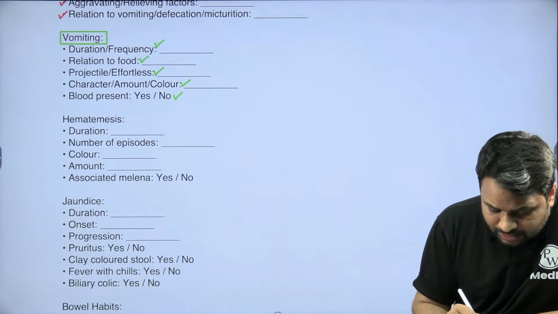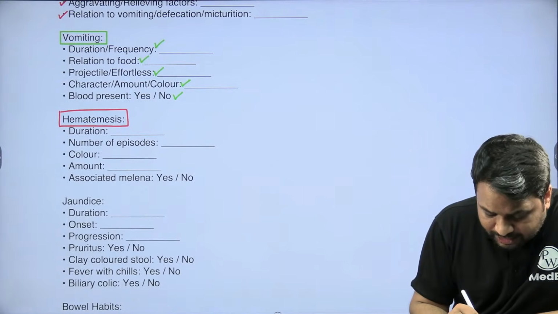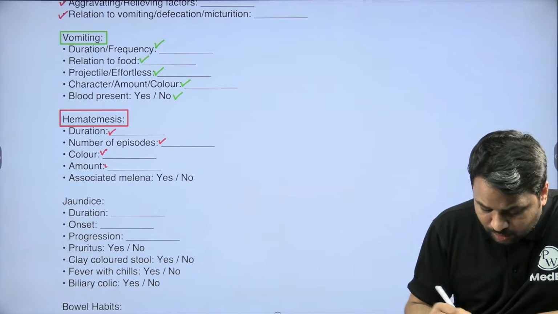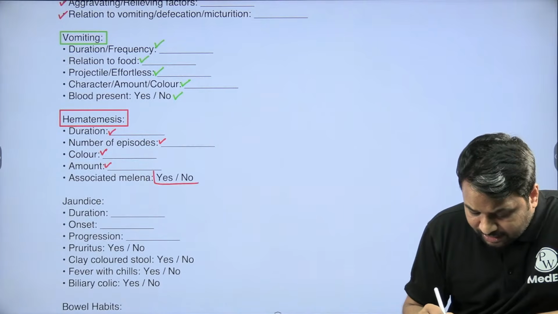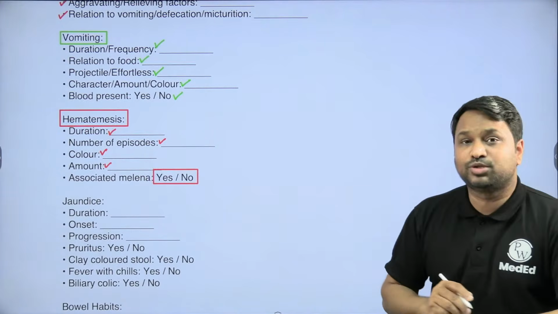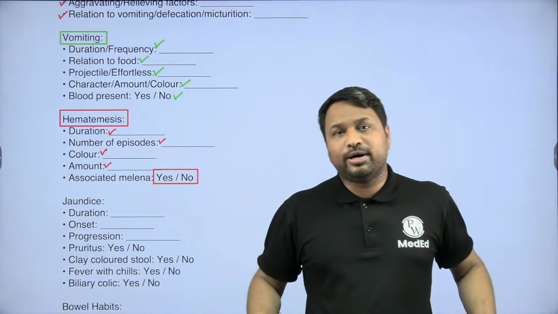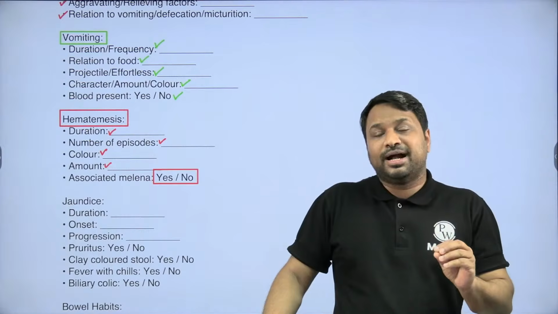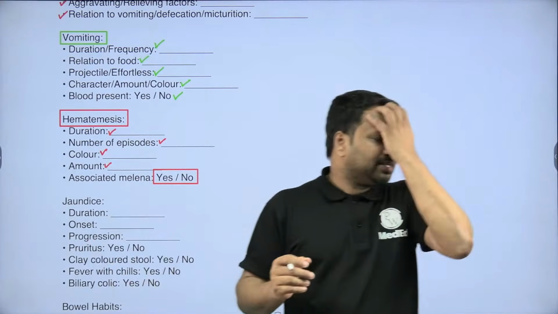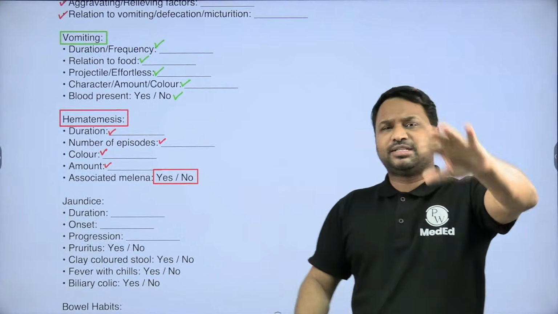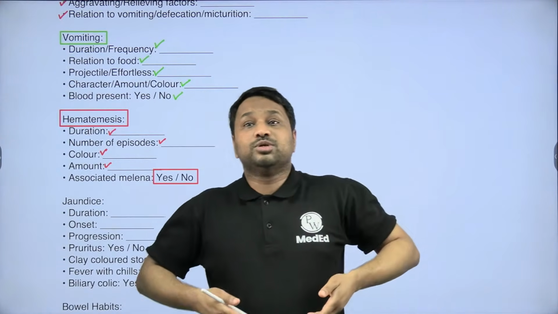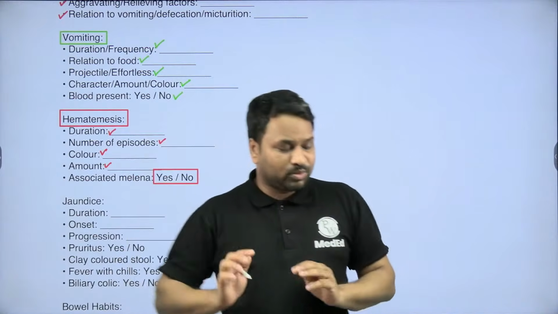Next comes hematemesis. Now, in hematemesis, again, duration, number of episodes, color, amount, and is it associated with melena or not? Melena is black tarry stools. See, the minimum amount of blood required to cause melena is going to be 60 ml, right? So based upon that, you know how much quantity of blood is lost. Every patient of hematemesis, if it is consistent and progressive, will develop melena, because whatever blood goes up, via gravity, it will go down as well.